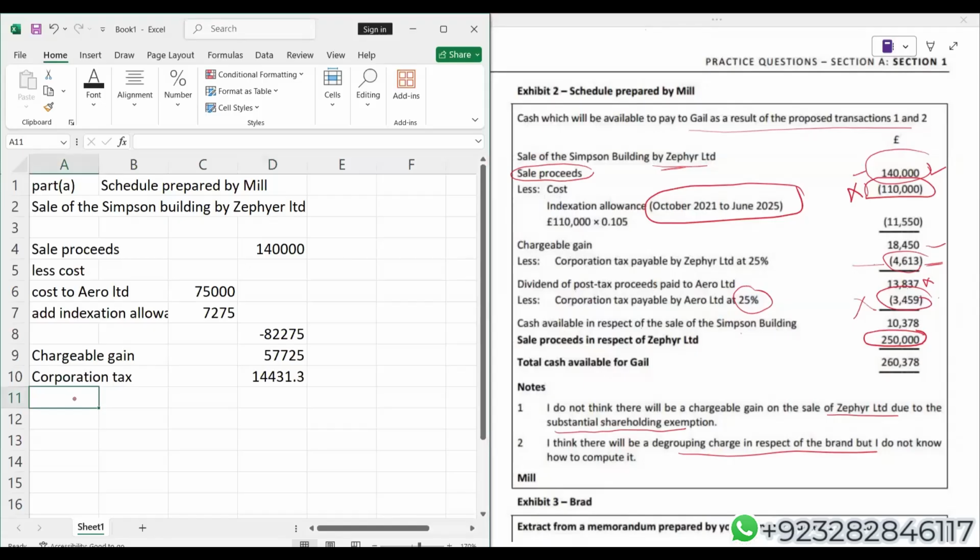And here, look at this dividend of post-tax proceeds paid to Arrow Limited. From the chargeable gain, they've deducted this corporation tax, then they've got this 13,837. And on this dividend, they are applying 25% tax. Within the corporation tax, there's no tax on the dividend income. Number two, sale proceeds after tax is not what you have done in the schedule. It is actually 1,40,000 minus the corporation tax, which we have calculated. So here comes the dividend paid to Arrow.